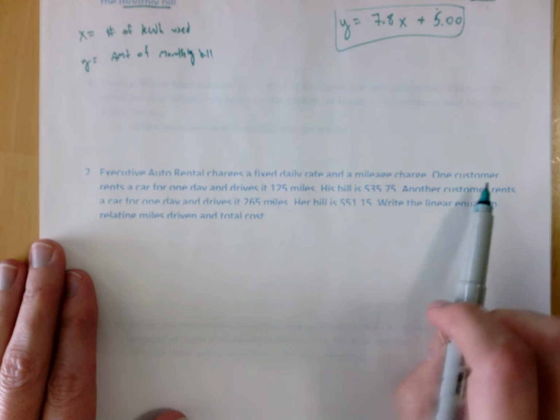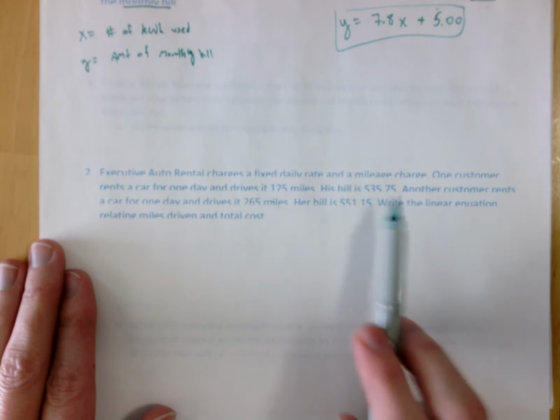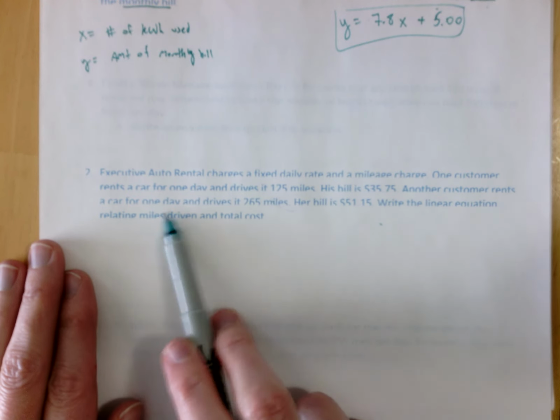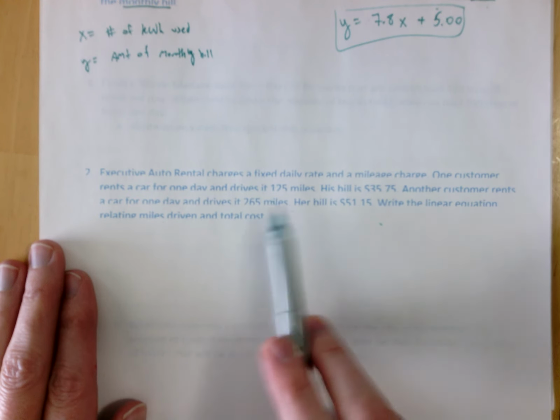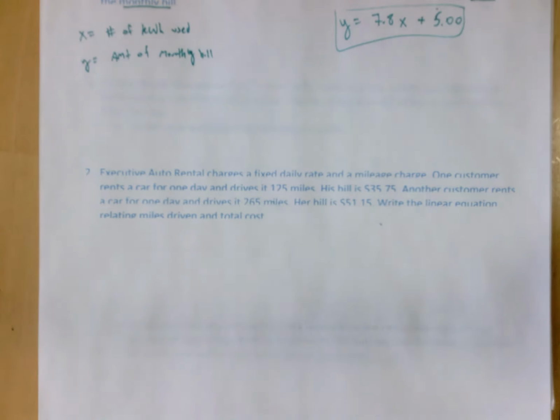Okay. One customer rents a car for 1 day and drives it for 125 miles. He's got a bill of $35.75. Another customer rents a car for a day, drives it for 265 miles, and has a bill of $51.15. We're going to write a linear equation relating the miles driven and the total cost.